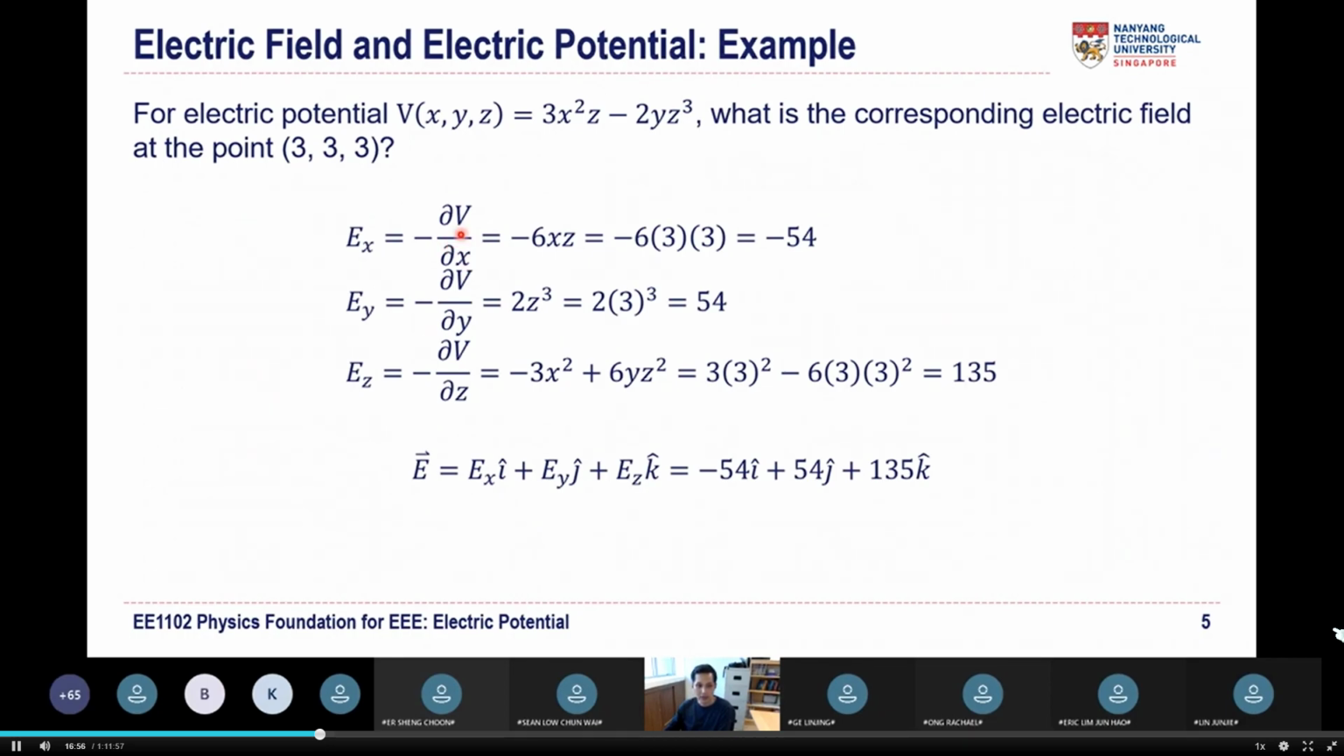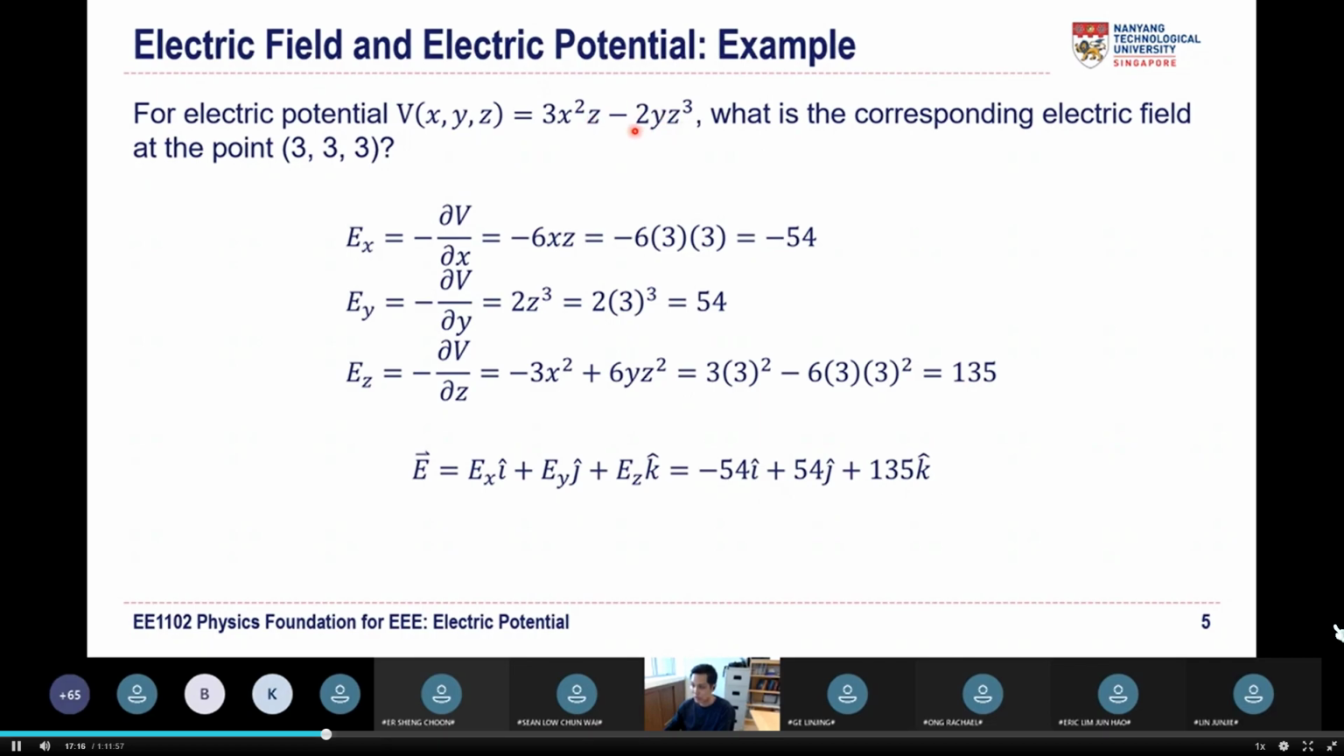So we differentiate this with respect to x. This is a partial differentiation, and with partial differentiation, you have to consider y and z to be constant. We treat those as just constants.